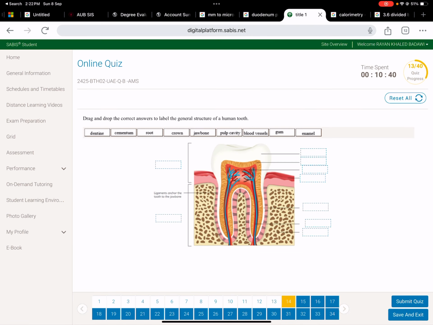So again, it's the labeling of the tooth. We have the crown, the visible part, the root is under. We have the enamel, the outermost layer. And then we have the dentine, which is the living part. And then we have the pulp cavity. And then we have the gum. Then we have the cementum. And inside the pulp cavity, we said we have blood vessels and nerve endings. And then finally, we have the jawbone.